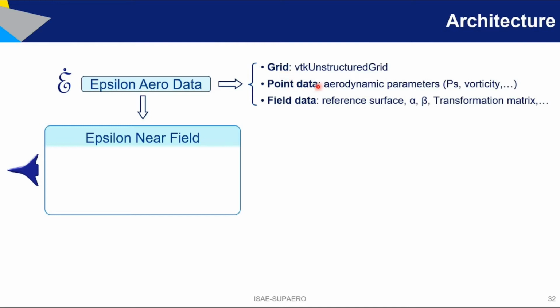Also, it takes point data, especially static pressure and vorticity at the wall, because this will allow me to compute the near field forces, pressure and friction forces. And as well, it takes the field data, especially the reference surface, because this will allow me to non-dimensionalize the near field forces. And it takes also the angle of attack, angle of sideslip, and transformation matrix to perform some extra operations. So let's see how this information is manipulated inside Epsilon Near Field.